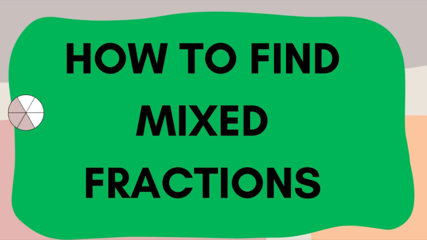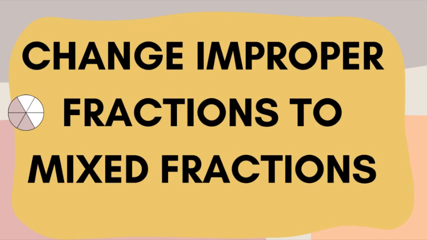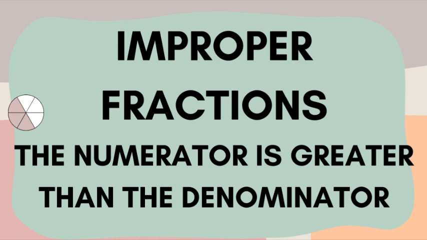How to find mixed fractions? Change improper fractions to mixed fractions. Let's look at a few examples. In improper fractions, we know that the numerator is greater than the denominator. So an improper fraction is top heavy because the numerator, which is the number at the top, is bigger than the number at the bottom, which is the denominator.